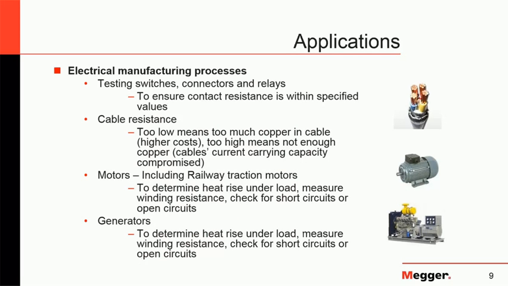Now, let's talk a little bit more about those applications. Take motors, for example. We don't want to have adjacent coils with shorts between them or open circuits, so we can use low resistance testing to look for those conditions. Additionally, when we trend the resistance values over time, we can identify the effects of overheating in our motor or generator.